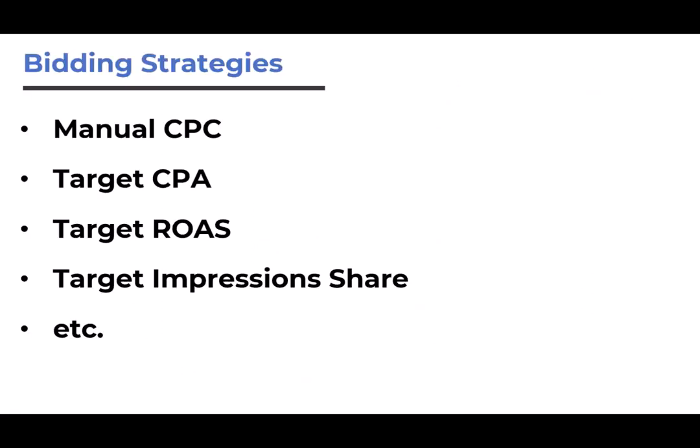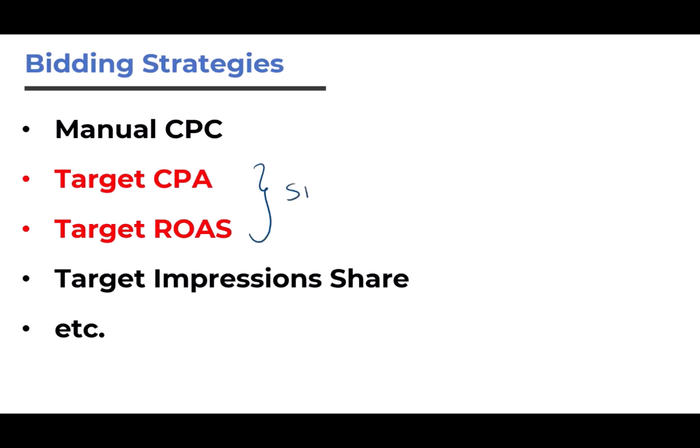These are some of the common bidding strategies that you can select for your campaigns. Manual CPC, as you can guess from the name, is a manual bidding. It means you can control your keyword bids and how much you are willing to pay for each keyword.